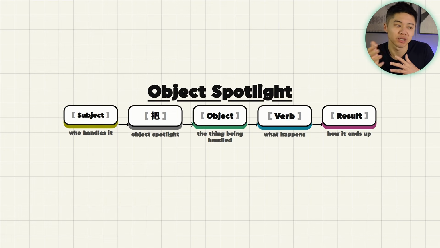Instead of fighting with word order when results matter, the way ba works is it rearranges the entire sentence. It says, the next thing I mention is going to be the object, and I'll tell you what happened to it. So here's the formula, and I call it the object spotlight. It goes subject, ba, object plus verb plus results. Now, this is formally called 把字句, the ba sentence structure. And you might also hear it called the disposal form, which we already mentioned.